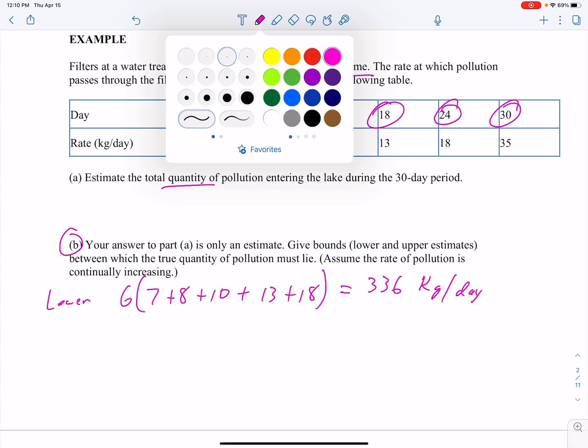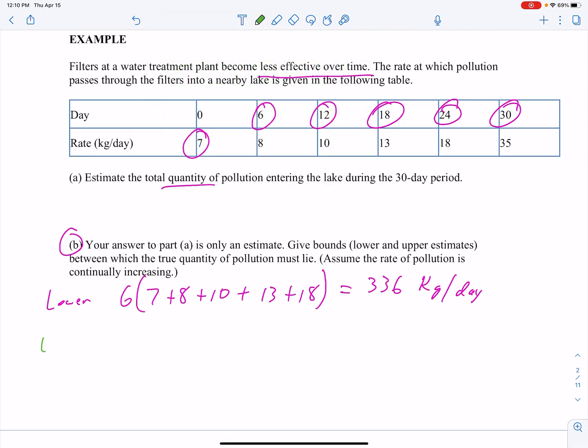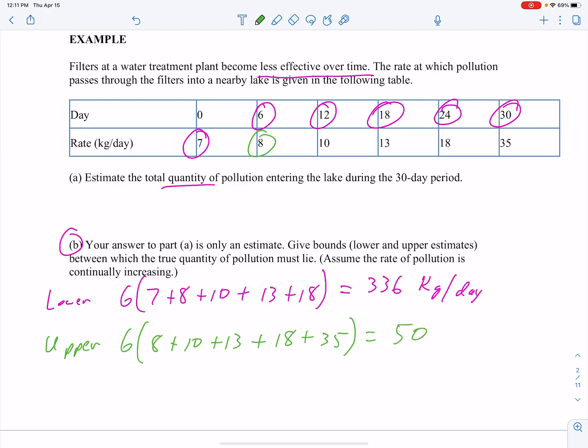All right, that was the lower estimate. Now let's do the upper estimate. Again, every 6 days, right? But now we're going to start with 8 and move on up. So 8 plus 10 plus 13 plus 18 plus 35. And punch that in. If I did my numbers correctly, it should be 504 kilograms per day.